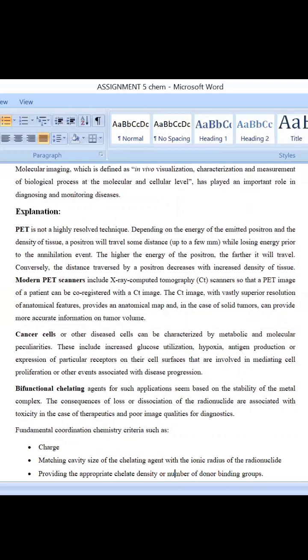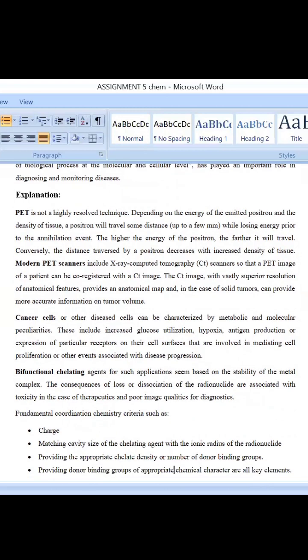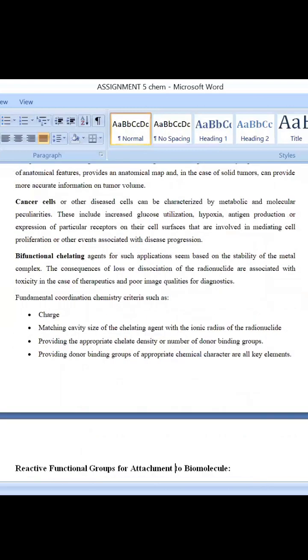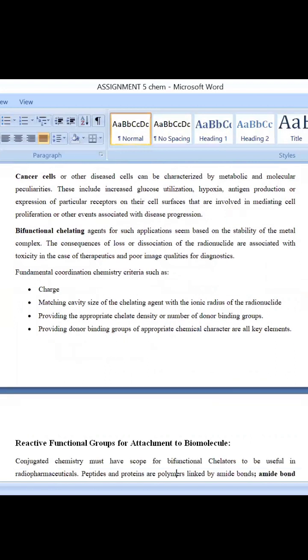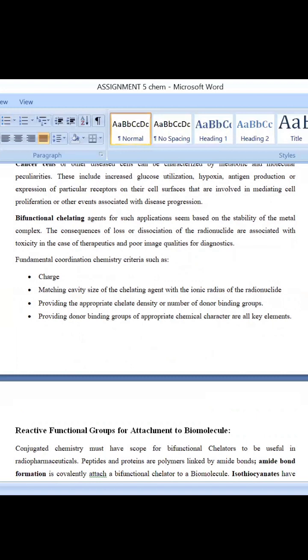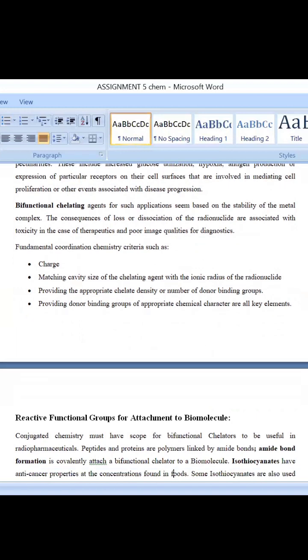Next is fundamental coordination chemistry criteria. Fundamental coordination chemistry criteria include charge matching, cavity size of the chelating agent matched with the ionic radius of the radionuclide, providing the appropriate chelation density or number of donor binding groups, and providing donor binding groups of appropriate chemical character, all of which are key elements.